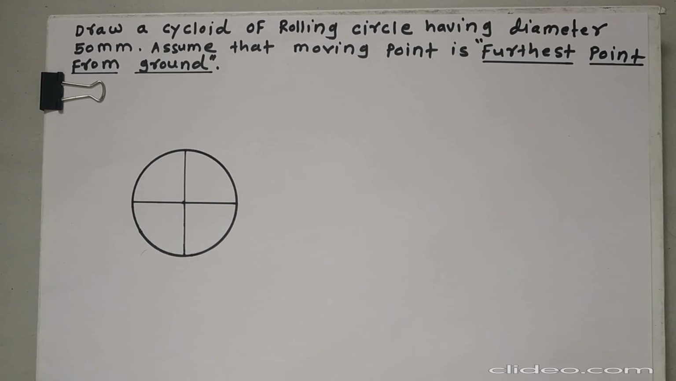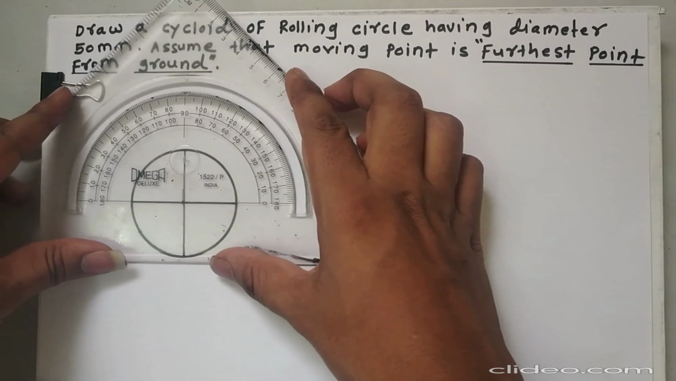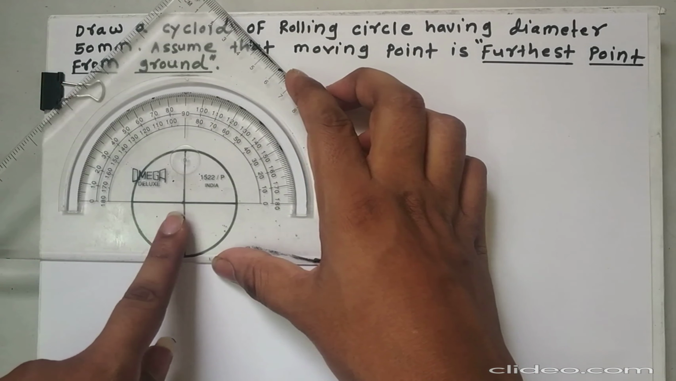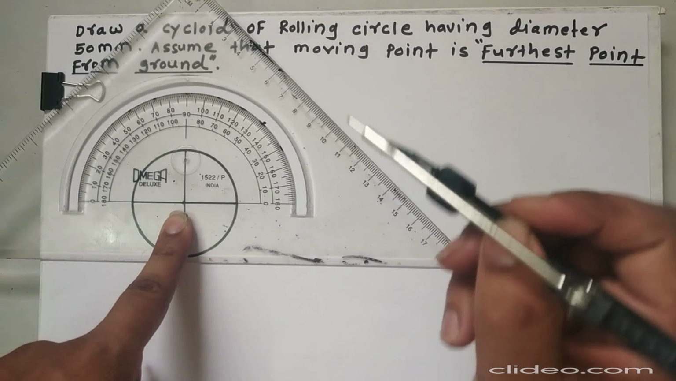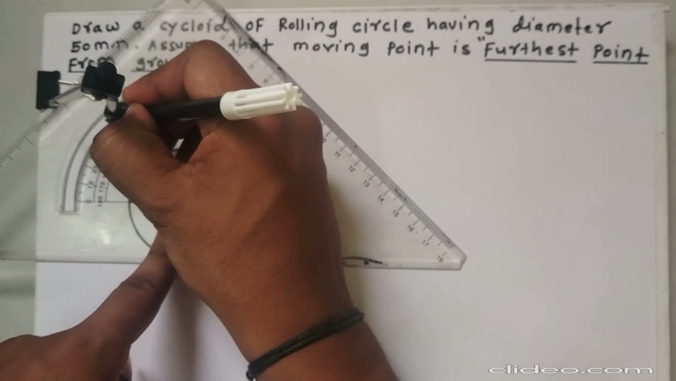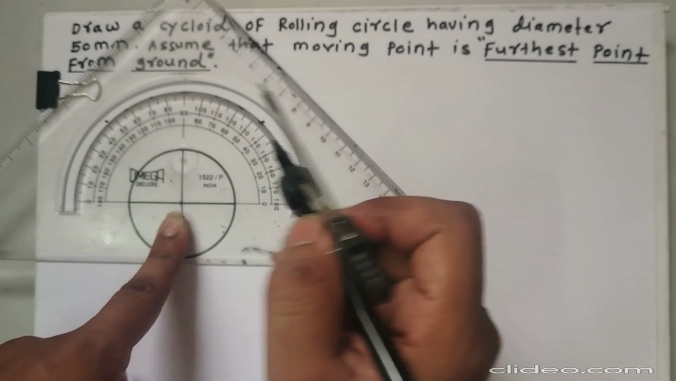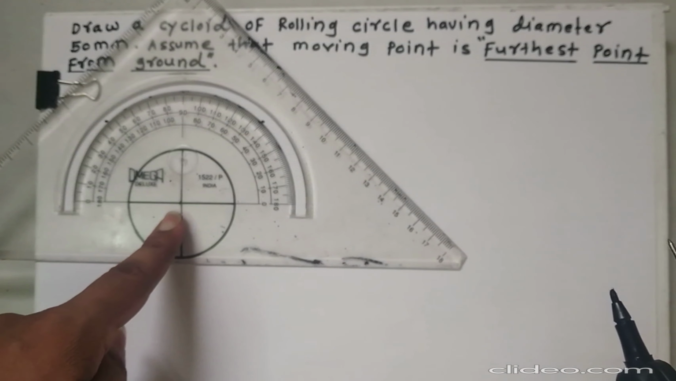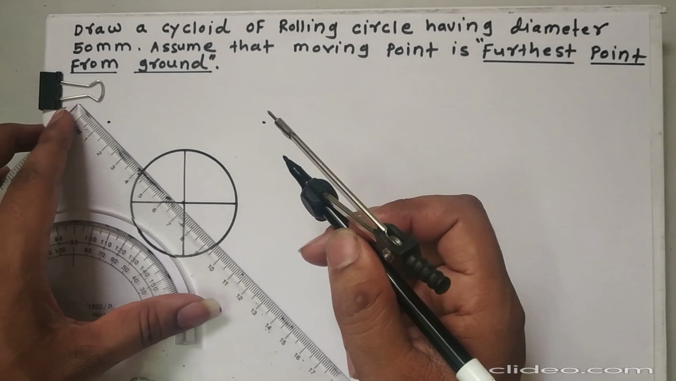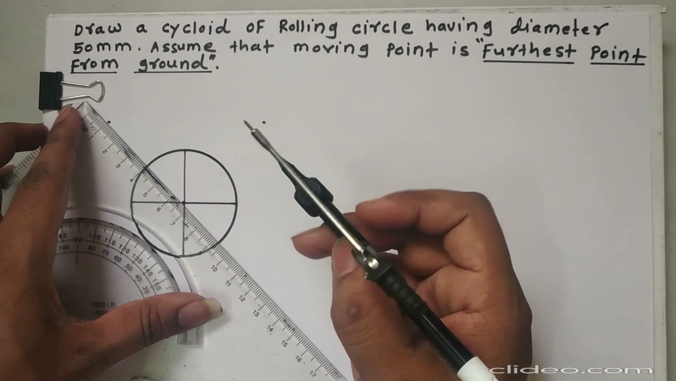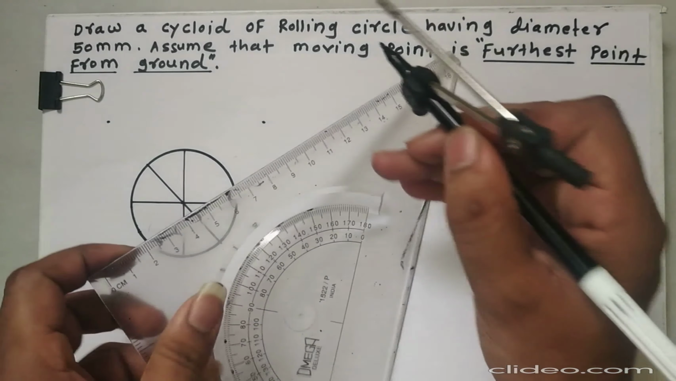So take the 45-degree angle. Mark the 45-degree angle on both sides, from this side and this side. Why 45 degrees? Because 360 divided by 8 is equal to 45 degrees. Draw the line from this point. Now consider this point.